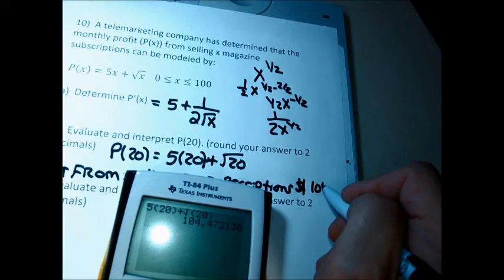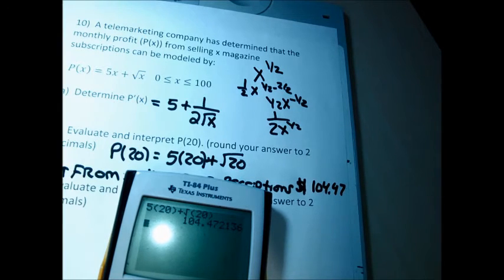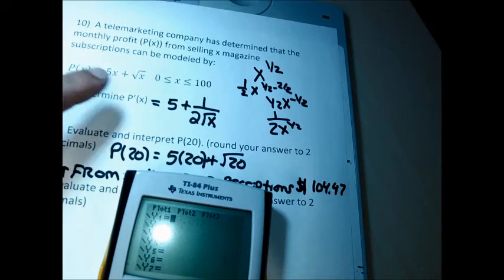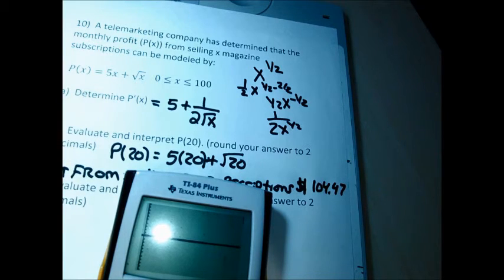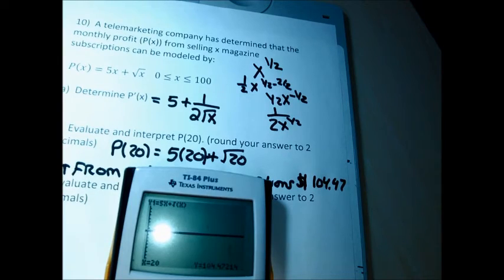I could have gone to the y equals screen, took this original function, 5x plus square root of x, graphed it, the window was big enough, it's fine, and then I go second, calc, value, type in 20, and you get that same $104.47.